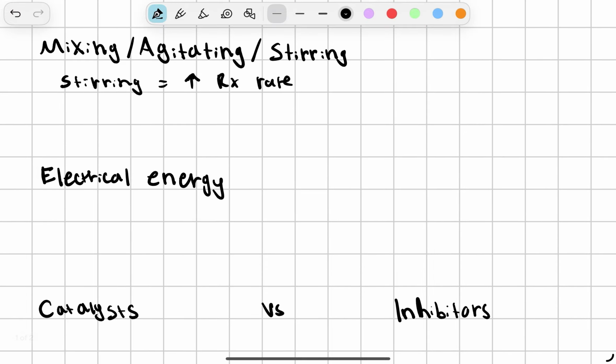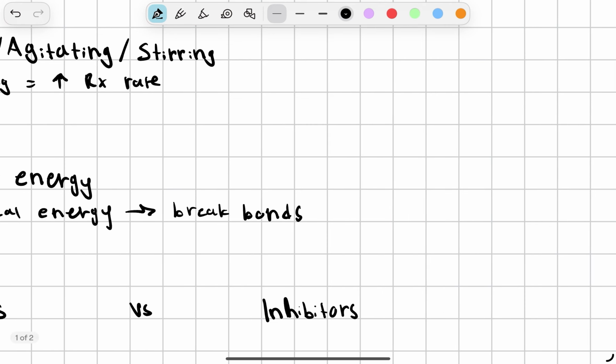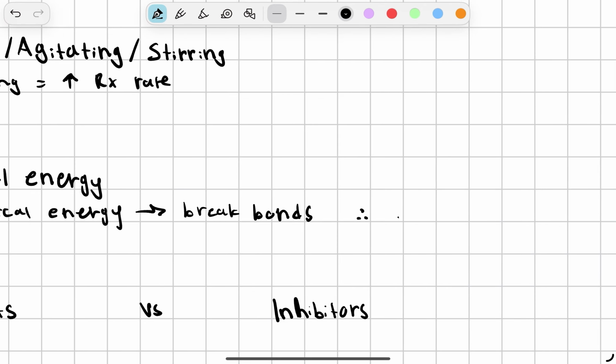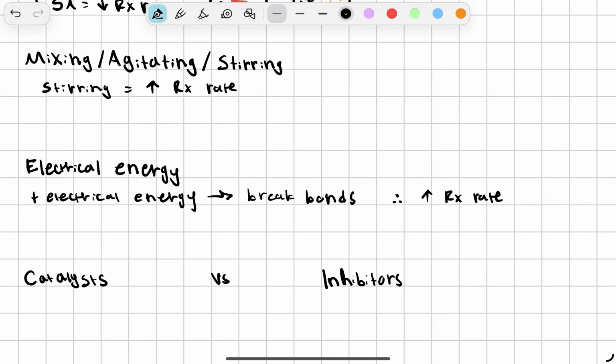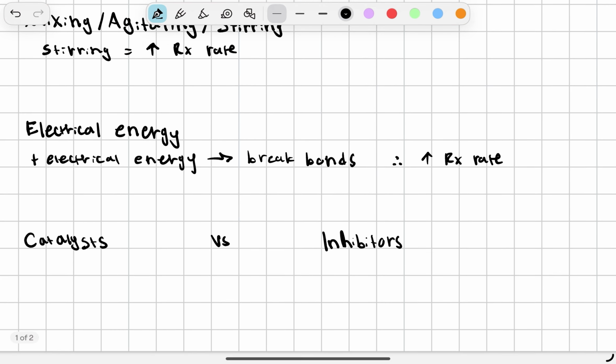Electrical energy. If you add electrical energy, you will break bonds, which will increase reaction rate. Adding electrical energy just provides you with enough energy to be able to break bonds through a process of electrolysis. Okay, now let's talk about catalysts versus inhibitors.